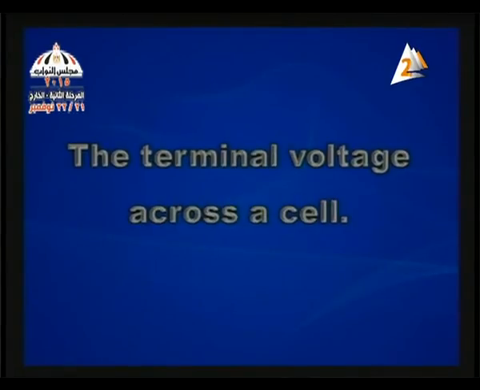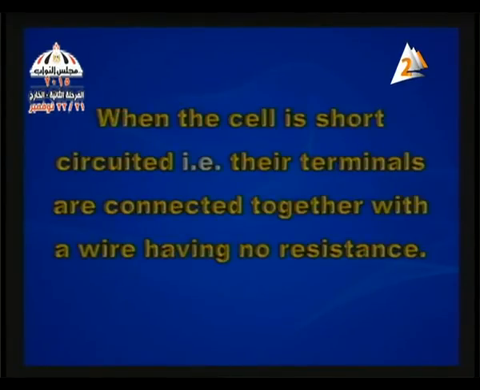When does the terminal voltage of a cell equal 0? This is very important. Terminal voltage is equal to 0 when the cell is short-circuited. What does it mean, short-circuited? When the two poles of the cell are connected without a resistance, that is to say the terminals are connected together with a wire having no resistance.